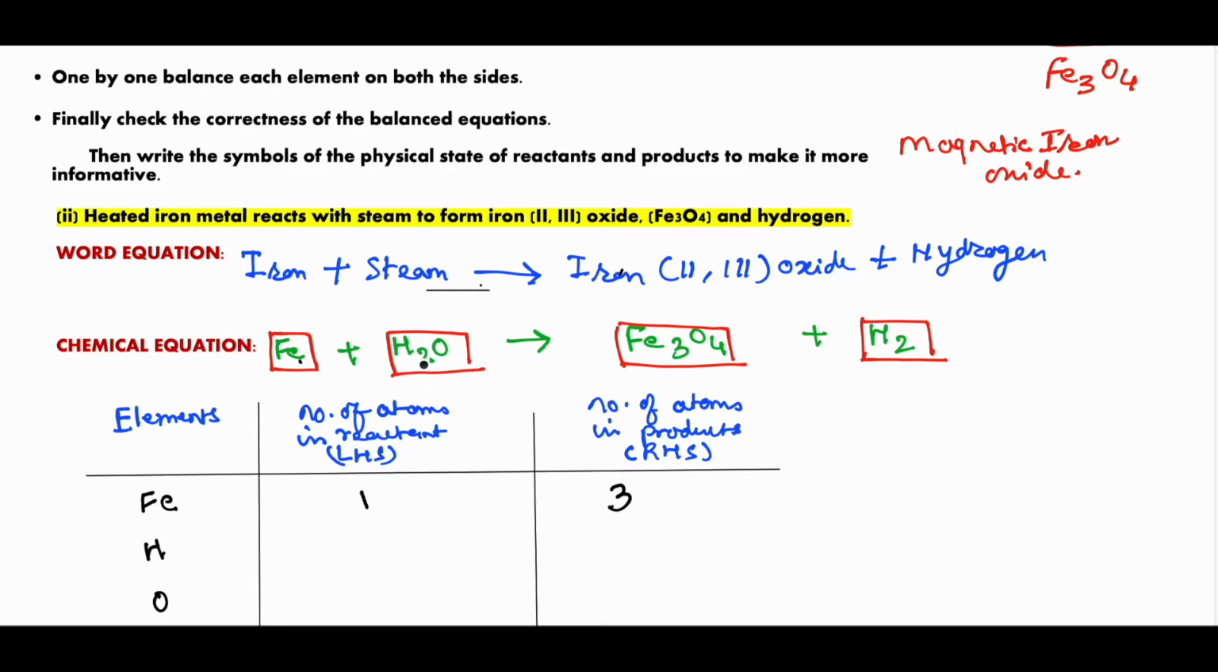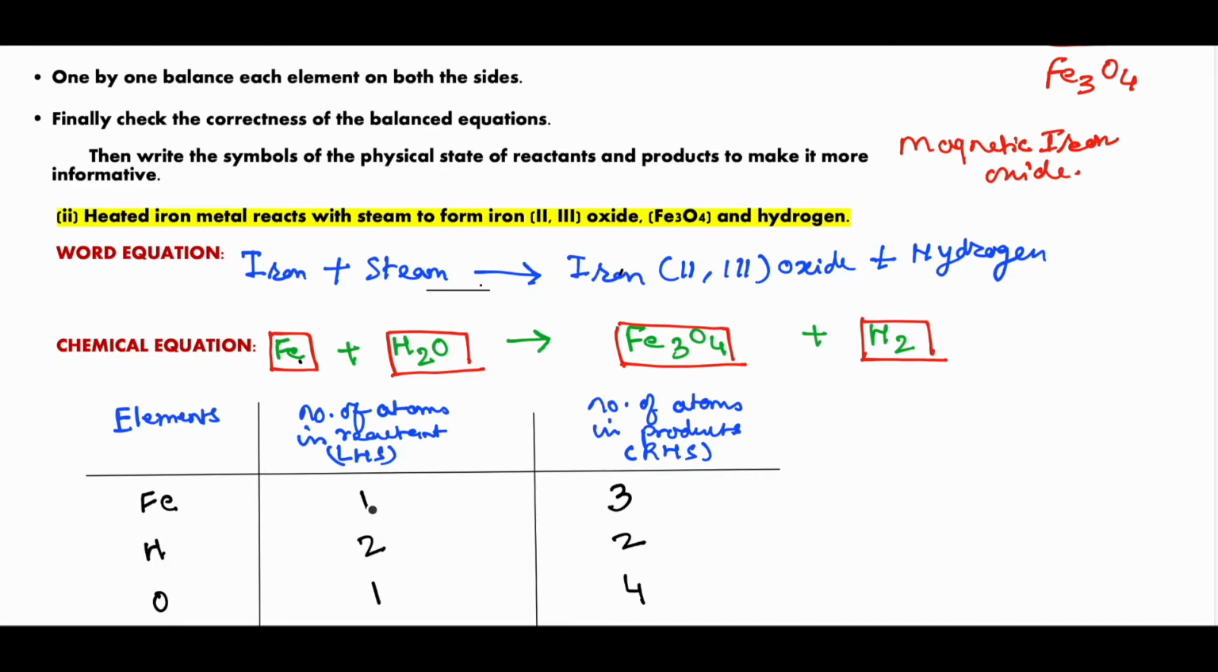Next, hydrogen. So we have 2 times 1, that is 2 hydrogen atoms, and on the product side also we have 2 times 1, that is 2 hydrogen atoms. And then oxygen. So here 1 times 1, that is 1 oxygen atom, and here 4 times 1, that is 4 oxygen atoms.